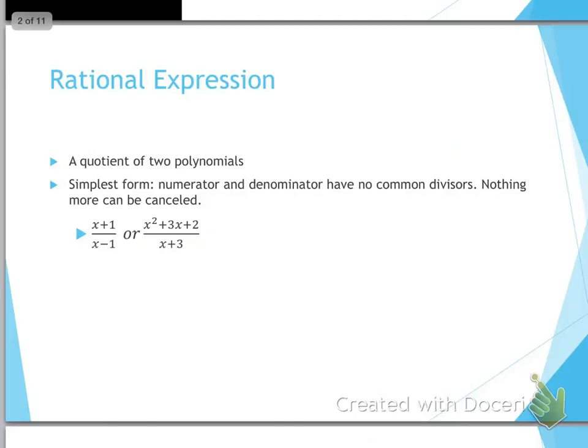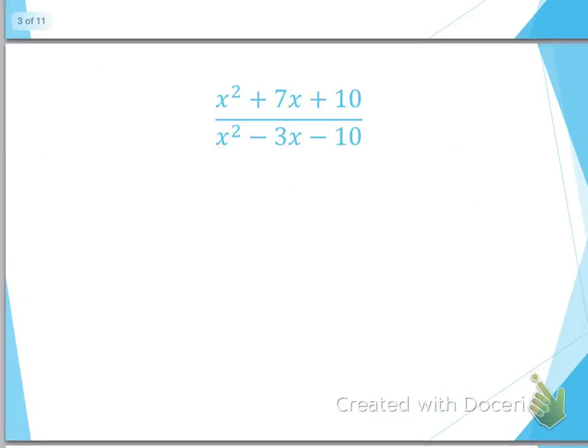Polynomial means things with more than one term. Simplest form means the numerator and denominator have no common divisors, which means if you factor it, you've canceled everything possible out. Nothing more can be canceled out of it. That's our simplest form. Okay, so first off we've got to factor.